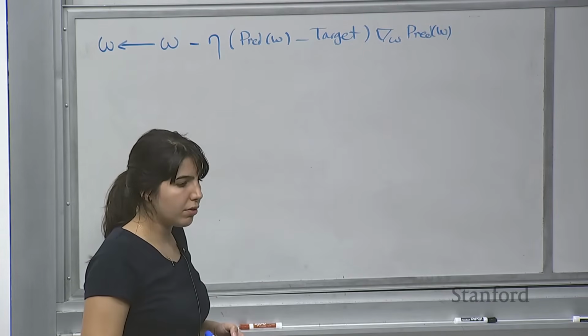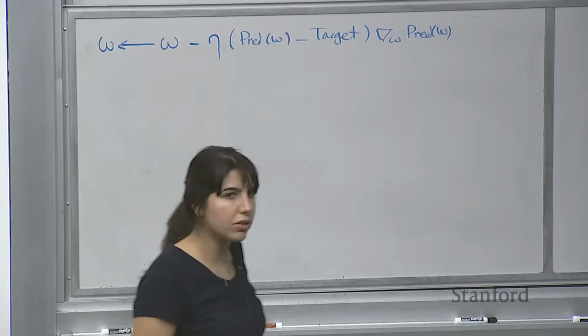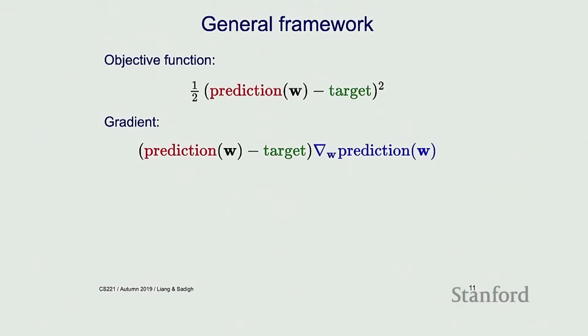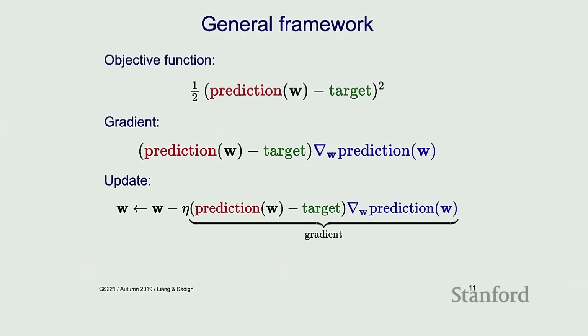All right, so that's actually what's on the slide. The objective function is prediction minus target squared. The gradient, we just took that. It's prediction minus target times gradient of prediction. And then the update is just this particular update where we move in the negative direction of the gradient. This is what you guys have seen already. Okay, all right, so far so good.